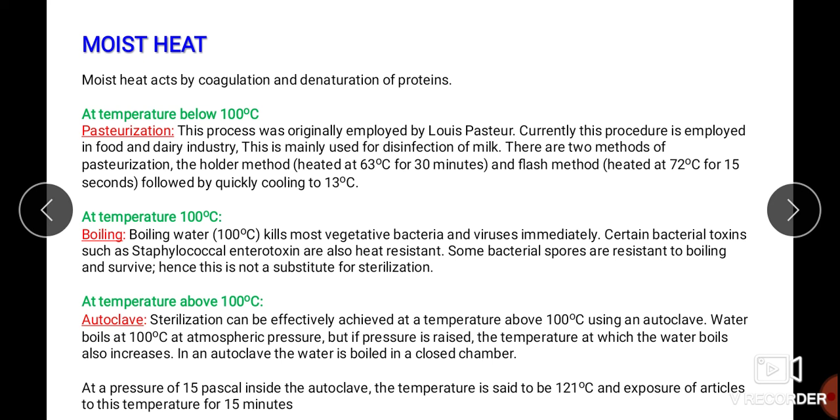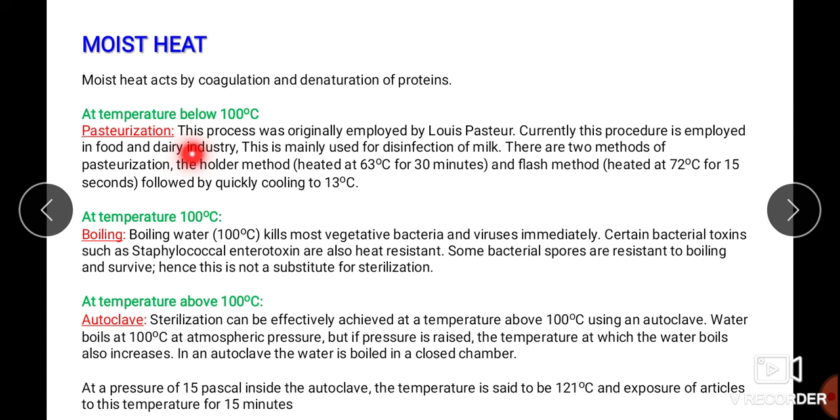Sterilization by moist heat. Moist heat acts by coagulation and denaturation of protein. Also, by using moist heat, the activity of enzymes gets weakened. Moist heat can be used at 3 different temperatures: below 100, at 100, and more than 100. Below 100 is pasteurization. In pasteurization, a temperature of 72 degrees Celsius is used for 15 minutes or half an hour, not 15, half an hour.